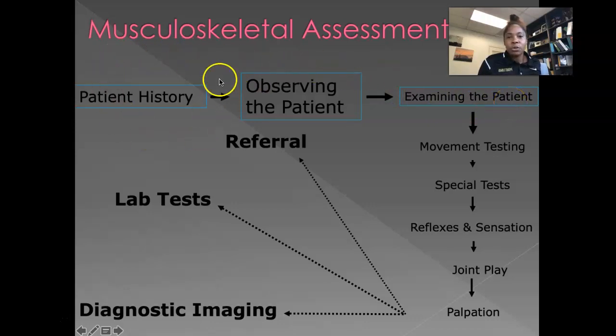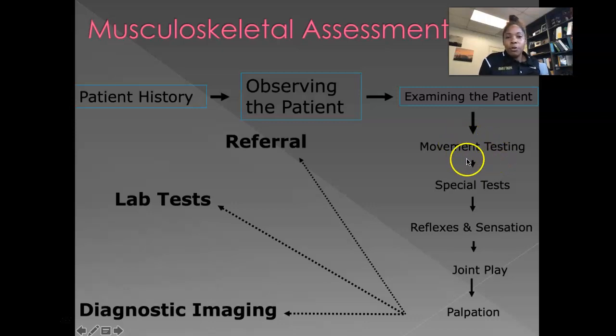So we've asked our historical questions, we've observed their actions, and now we're in a place where we have some key information which would then allow us to kind of examine our patients, right? Examining our patient can include many things, but if you look at this entire list, what you will see is it requires the interaction of the patient and the clinician. So this is my favorite part of musculoskeletal assessment.